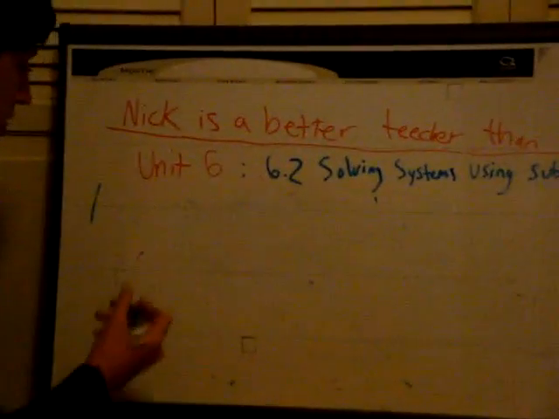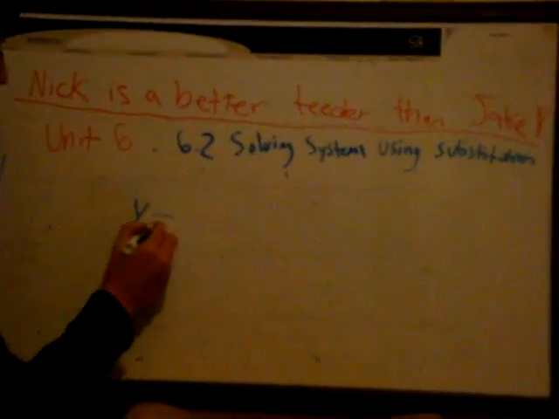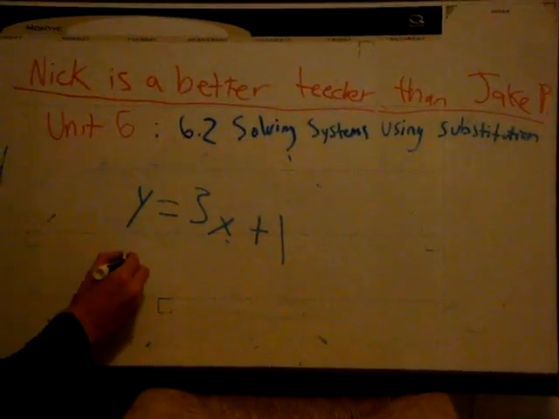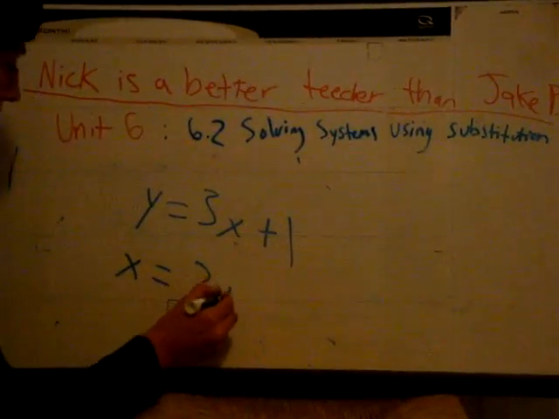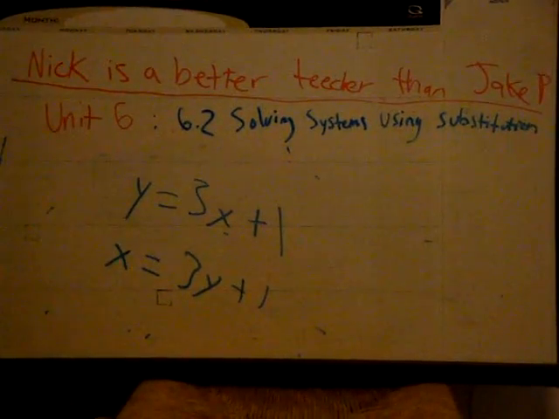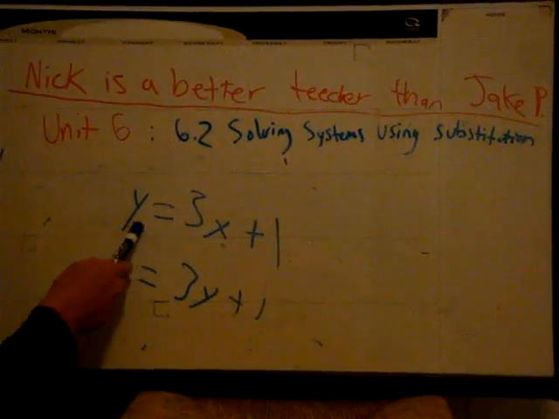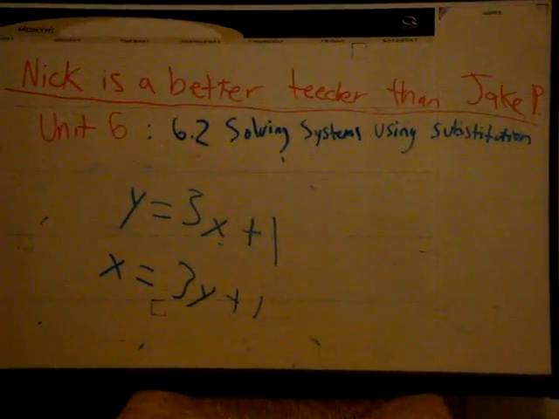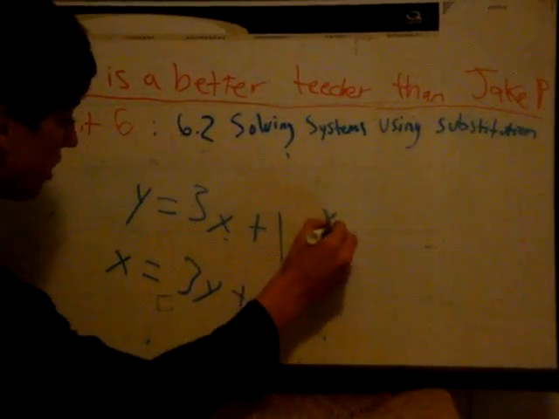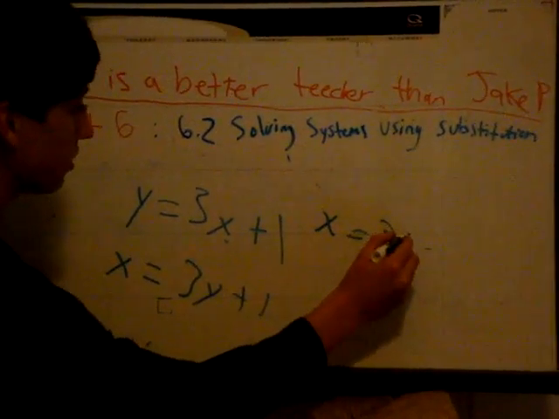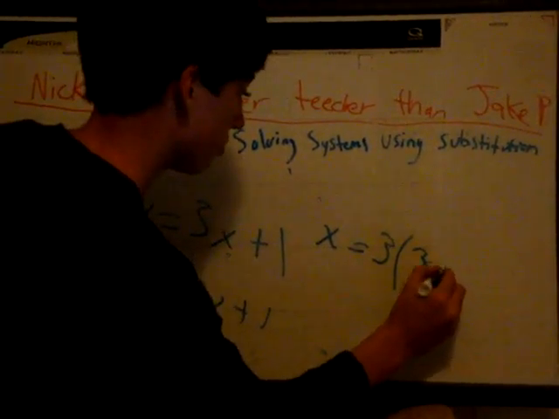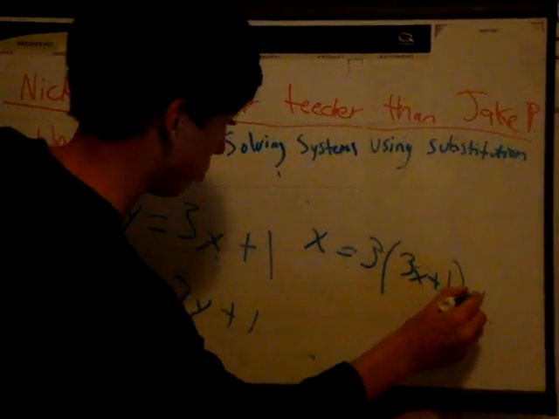Okay, so let's say it's y equals 3x plus 1, and then x equals 3y plus 1. We could really work with either, but let's just do y again. So y equals 3x plus 1, right? So we're going to plug that straight into this one. That would look like x equals 3 times, insert this, 3x plus 1, plus 1.